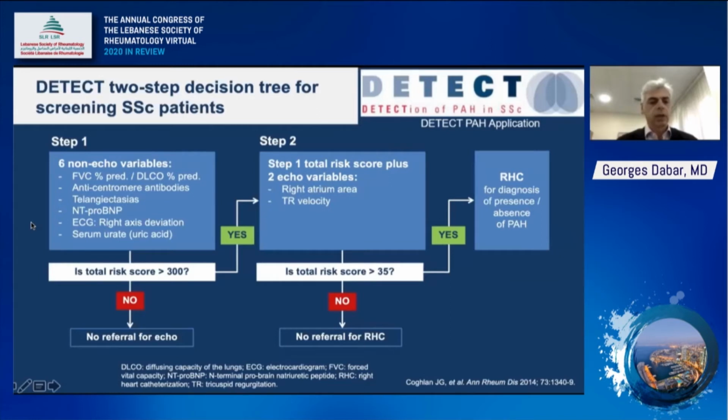This application computes the ratio of FVC over diffusion capacity in percentage, the anti-centromere antibodies, telangiectasia, NT-proBNP, right axis deviation on the EKG, and the uric acid level. You put these in your smartphone, and you get the score. If it's more than 300, then you go to echo, and on the echo, you look for the right atrium size and the TR, tricuspid regurgitation velocity. And if the score is more than 35, you go to right heart catheterization.